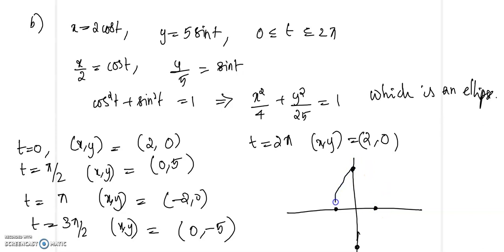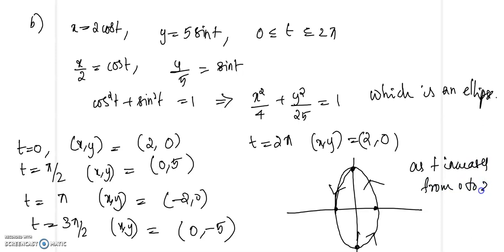So this will be an ellipse. Okay, so this is going to be the equation, and the curve is being traced in the anti-clockwise direction. So the orientation is, as t increases from 0 to 2 pi, the curve is traced in the anti-clockwise direction.